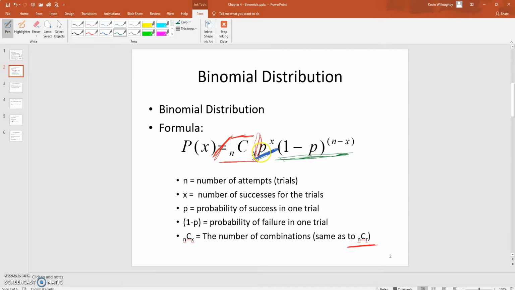So if P is 0.25, 1 minus P is going to be 0.75, and to the power N minus X. So if we're looking for X equals 4, and say N is 6, then of course N minus X would be 2. In some books, if you're using other books, they state that 1 minus P is just Q. So just something to be aware of.